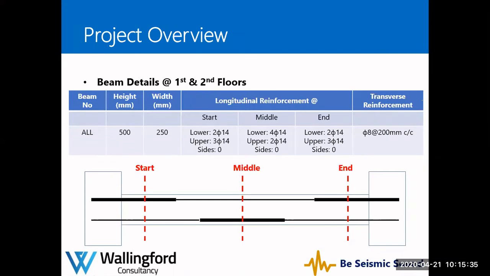And then the beam details for both first and second floors are all similar. The size of the beam is 250 by 500 depth, and the reinforcement details and also the stirrup reinforcement are similar throughout. I will explain later on the meaning of the start, middle, and end sections when we reach the insertion of the beam details.